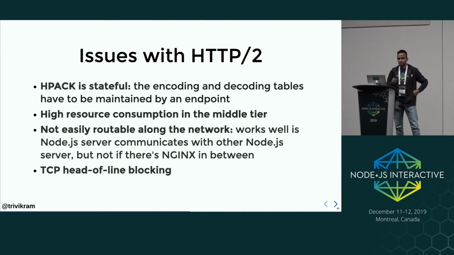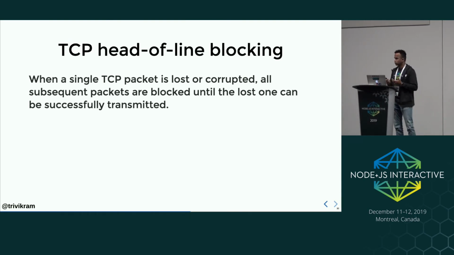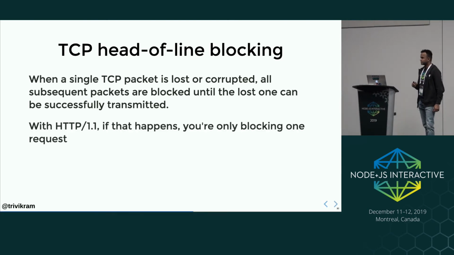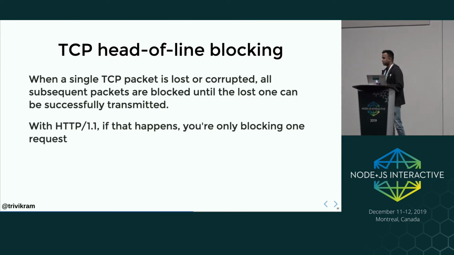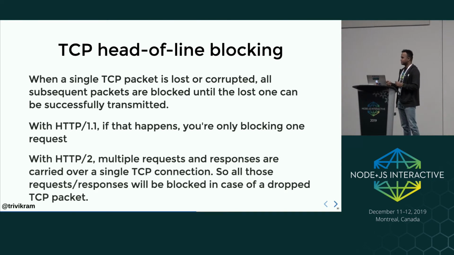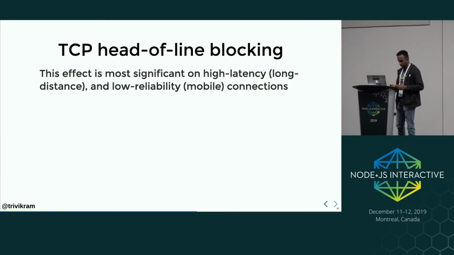And the main issue which we will discuss in today's talk is TCP head of line blocking. So what is TCP head of line blocking? When a single TCP packet is lost or corrupted, all subsequent packets are blocked until the lost one can be successfully transmitted. In HTTP 1.1, if this happens, you are blocking only one request, because there is only one HTTP request sent over a TCP connection. But in HTTP 2, since multiple requests and responses are carried over a single TCP connection, all those requests and responses will be blocked.